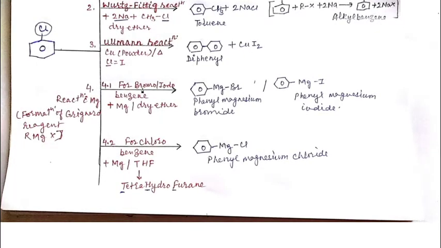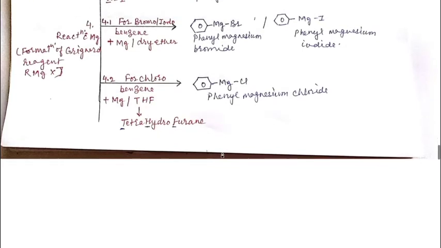Next reaction with magnesium. When bromobenzene or iodobenzene is treated with magnesium in presence of dry ether, then we get phenyl magnesium bromide or phenyl magnesium iodide, which is a Grignard reagent. When chlorobenzene is treated with magnesium, then we need presence of tetrahydrofuran THF. Bromo and iodobenzene treated with magnesium in presence of dry ether, whereas chlorobenzene when treated with magnesium, then it reacts in presence of tetrahydrofuran, and in this case we get phenyl magnesium chloride. Okay.